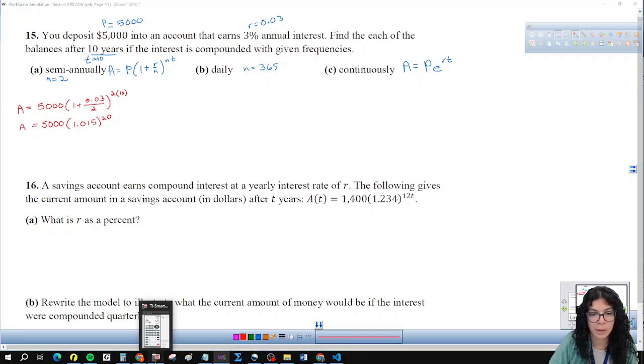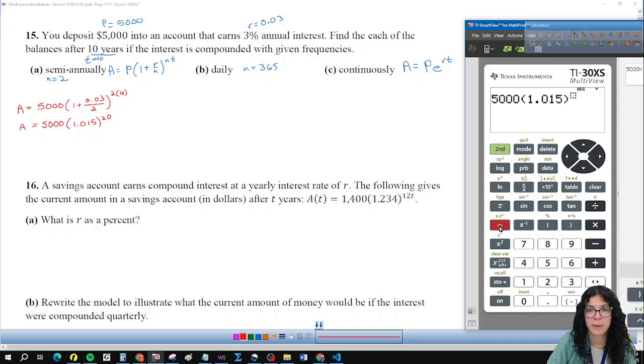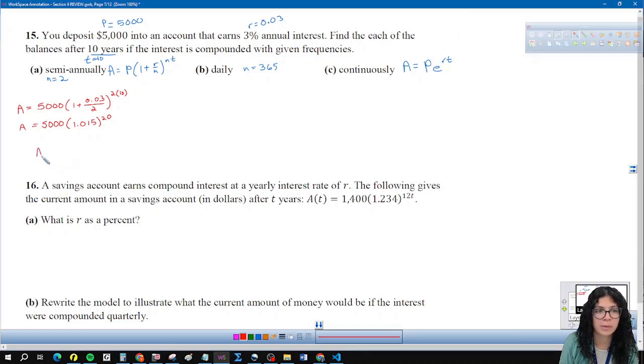So I can use my calculator and plug that in. So 5,000 times 1.015 to the power of 20. And we get 6,734 and 28. You could also say 27 because they don't really have that full next cent, but either one is fine. Okay, so I'm just going to go ahead and round it. 6,734 and 28.